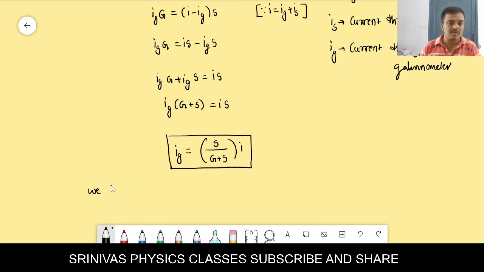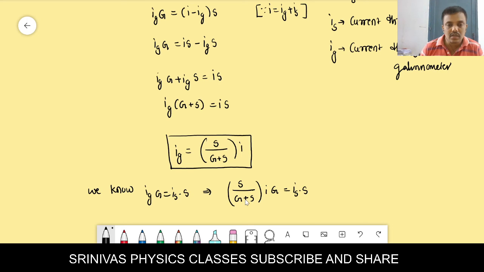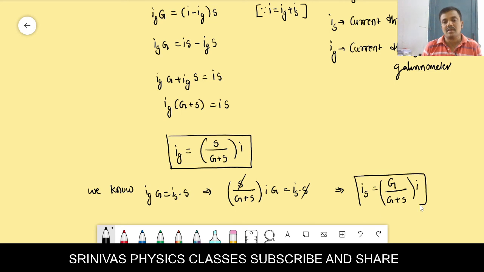Then we write Ig as S by (G plus S) into I, that is equal to Is S. Understood, students? Here I am writing the Ig formula, and after that you can simplify it. We get the Is formula from this, that is G by (G plus S) into I. Understood? This is the formula for the current through the shunt resistance.